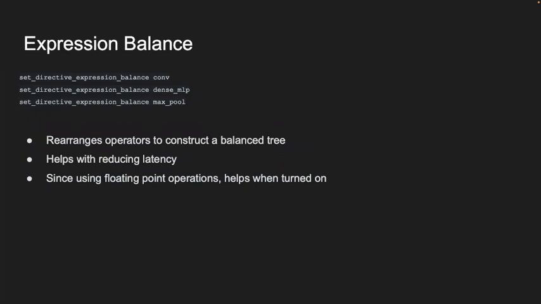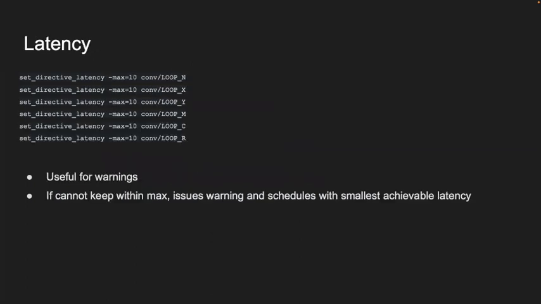Expression balancing rearranges the operators to construct a balanced tree. This helps reduce latency, and since we're using floating point operations, we had to turn this on manually, which helped our design. And it also helped our alternative testing that we'll see in a bit. In terms of latency, this doesn't help all that much in terms of our code, but it does throw some useful warnings to help us determine where our code is causing some issues in terms of it's not able to keep up with the latency that we set it to. So our code is set to a latency of -10 nanoseconds per iteration, and this would help us determine, hey, this is not working or this is taking too long.